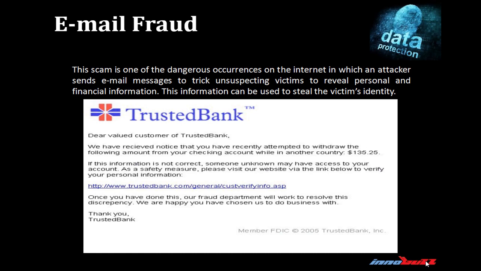As we know, 90% of business professionals use emails for communication and millions of fraudulent emails are sent every day. This scam is one of the most dangerous occurrences on the internet, in which an attacker sends an email message to trick unsuspecting victims into revealing their personal and financial information. This information can be used to steal the victim's identity. You can see a sample fraud email of Trust Bank.